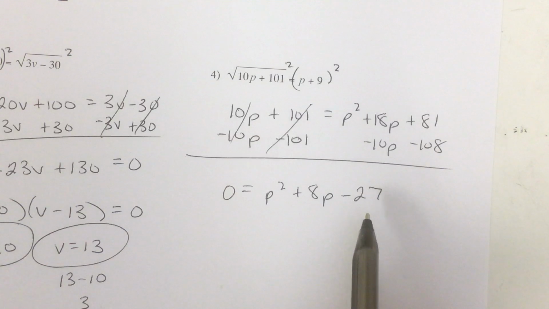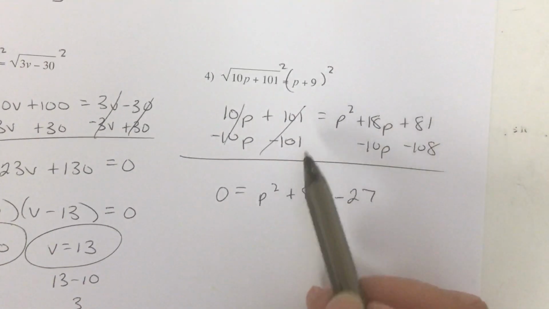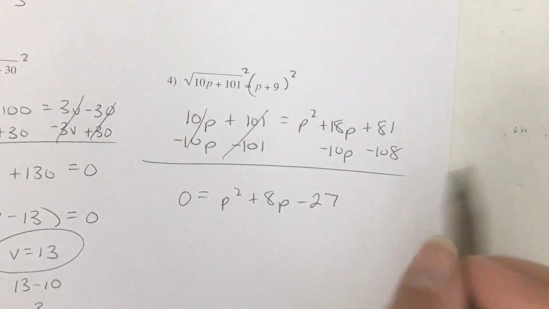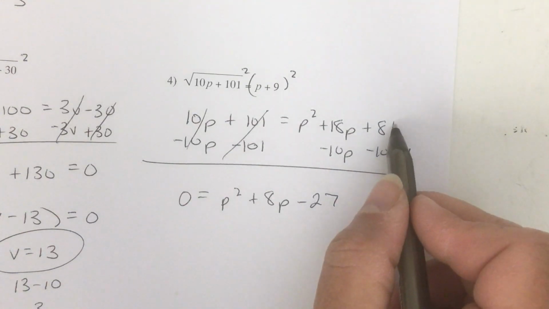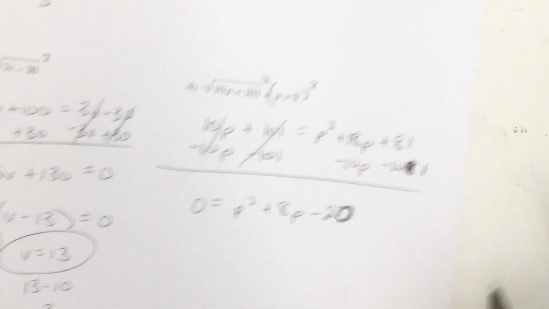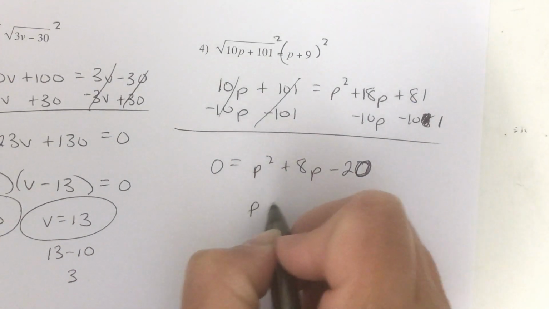So I need numbers that multiply to 27. Oh, this is wrong. I was wondering why this sounds weird. It wasn't working out right. I have a 101 here, and I subtracted 108 over there. You've got to be careful and not make silly mistakes. So 81 minus 101 is negative 20. So now I need numbers that multiply to 20 and subtract to 8. So it's 10 and 2.